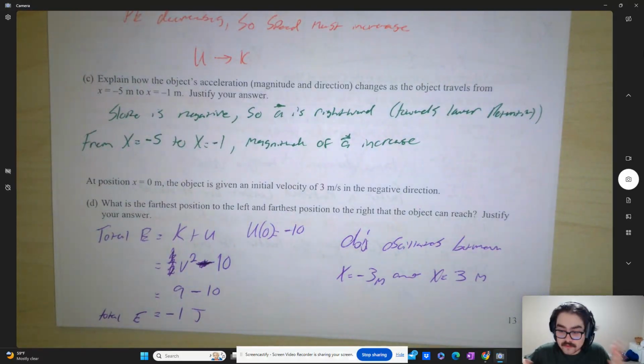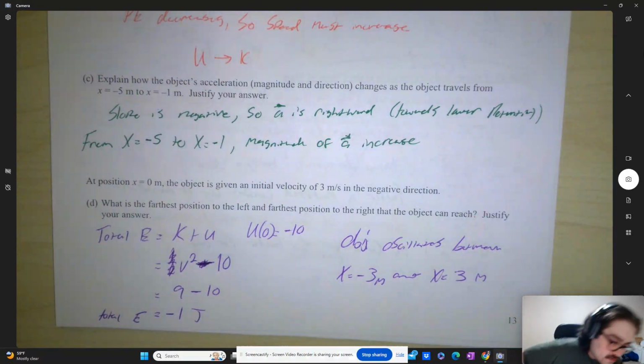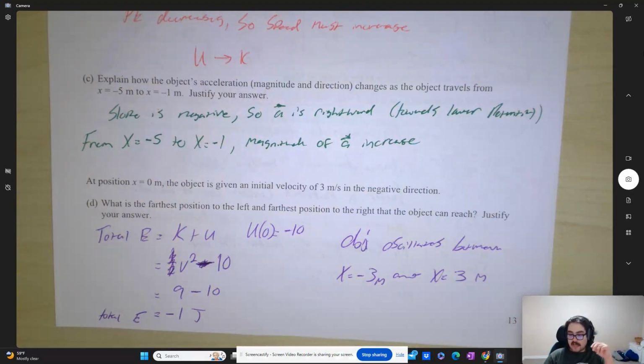Oh boy, that was fun, wasn't it? It's like 5 pages of potential energy functions, but it was fun. We had fun the whole time, didn't we?